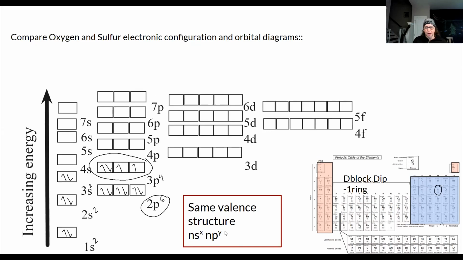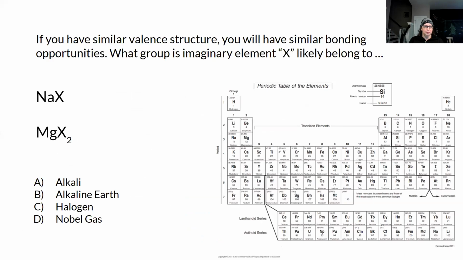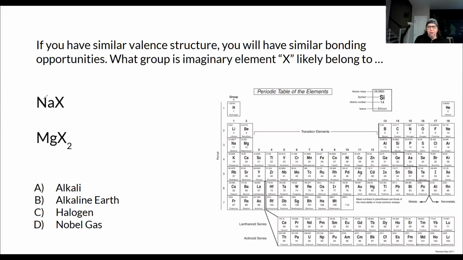S for the S block, the X is for the electrons in the S block, and the Y is for the electrons in the P block of those valence layers. So they are going to have that same valence electron configuration because they're in the same group. So you're going to have similar bonding, like I said, so you should be able to figure out what group the X imaginary element is in.